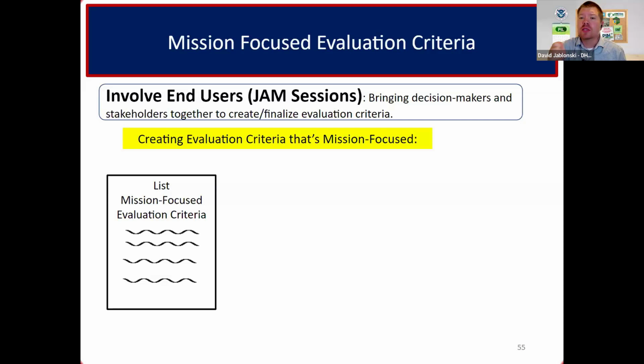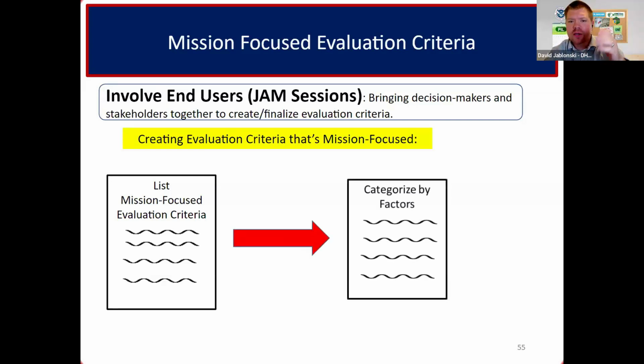Focus on what is most important to you, what really differentiates the vendors. Don't ask people about everything. All right, so then here we go to the next step. Let's click next here. There we go. And so we do this by factor.